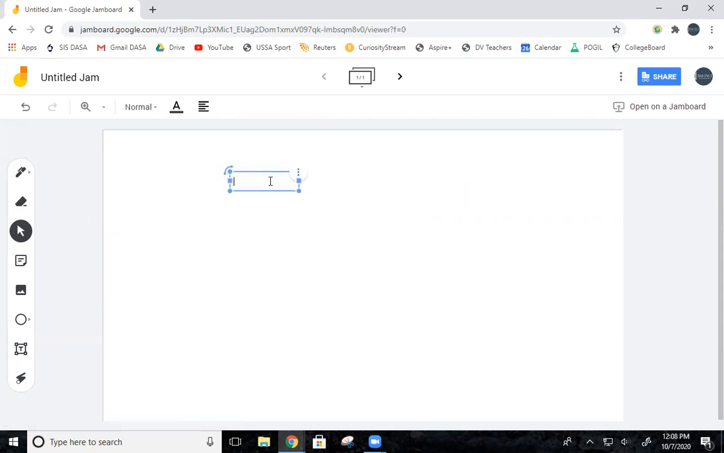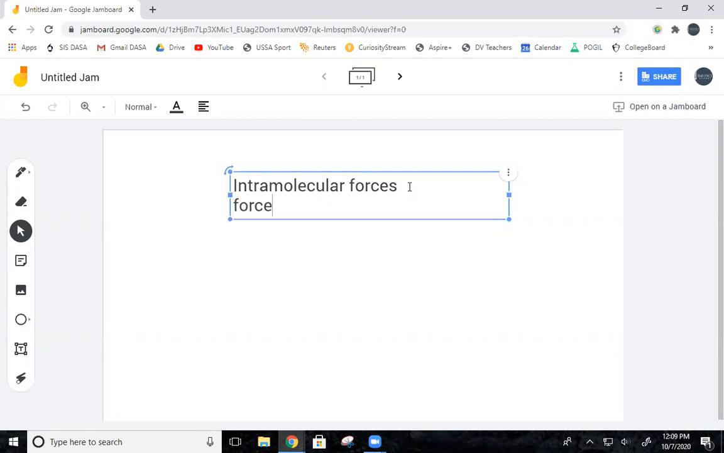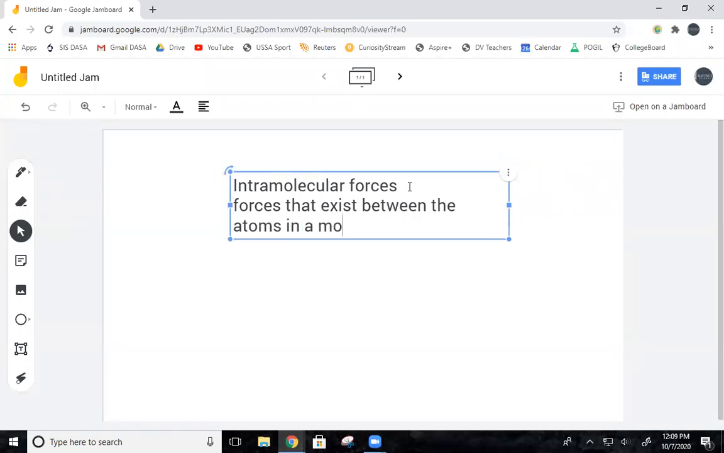So intramolecular forces. So what does intramolecular mean? Inside the molecule. Yes, inside the molecules, okay? Intra means inside, inter means between, right? So forces that exist between the atoms in a molecule.